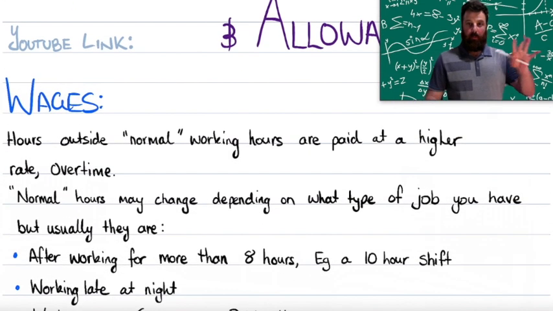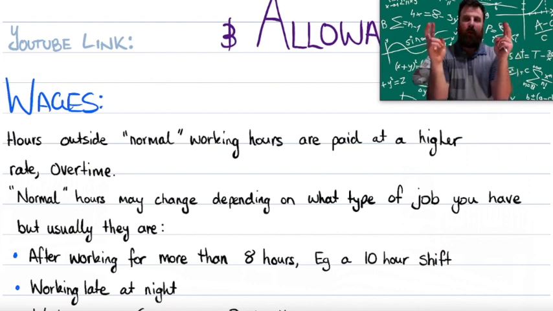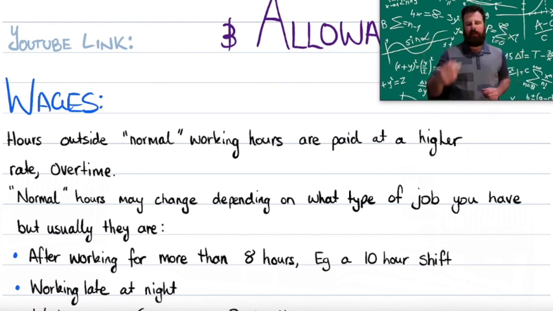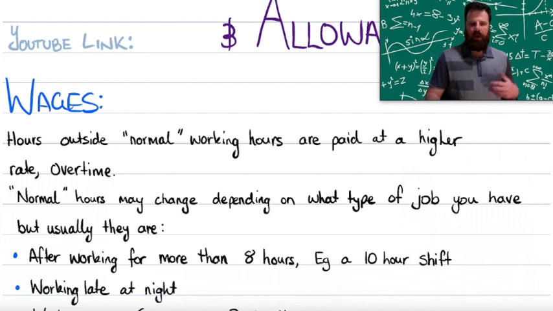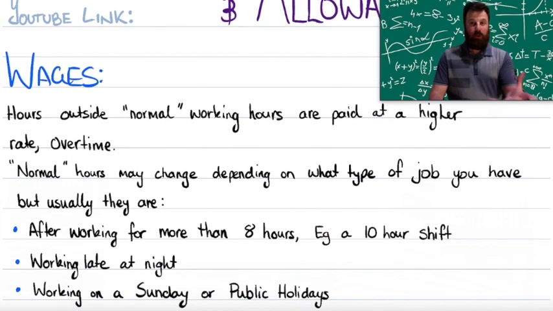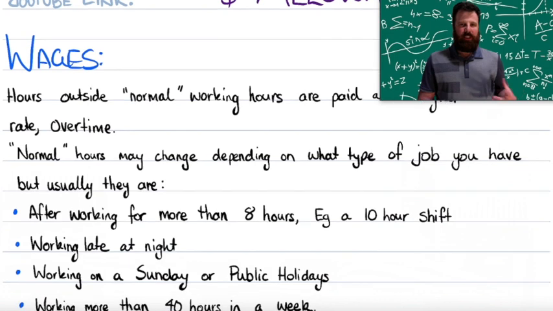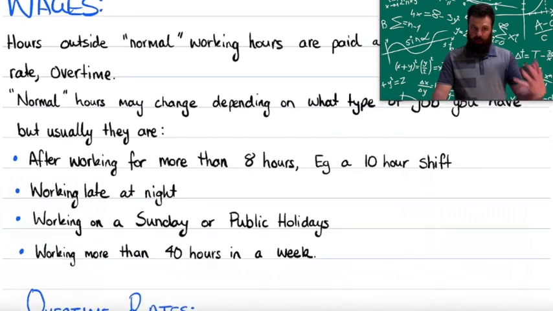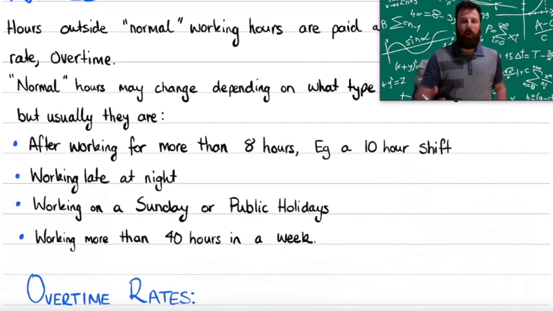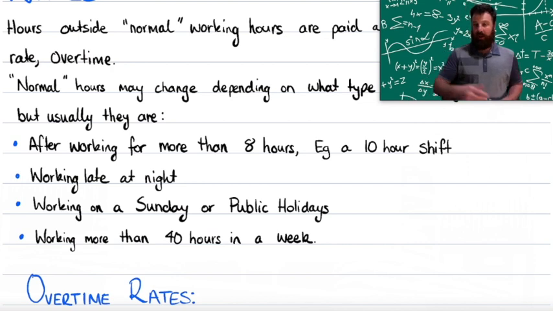We pointed out last lesson that overtime is where people work outside what we call normal hours. When they do that, they get paid at a slightly higher rate to compensate them for that little bit extra. Normal hours might change depending on the type of job, but usually working more than 8 hours in a shift, so more than 8 hours in a row, triggers overtime. If you work a 10-hour shift, there might be some overtime there.